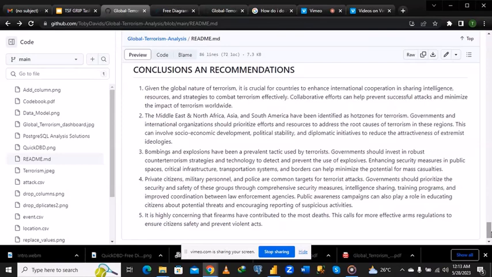Number 3, bombings and explosions have been a prevalent tactic used by terrorists, as seen from our insights. Governments across the world should invest in robust counterterrorism strategies and technology to detect and prevent the use of explosives.